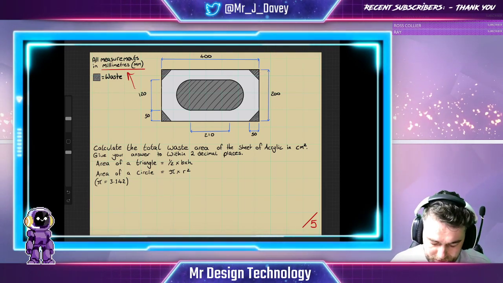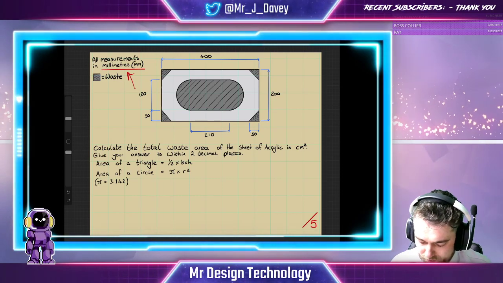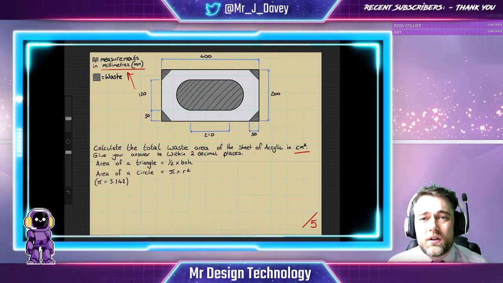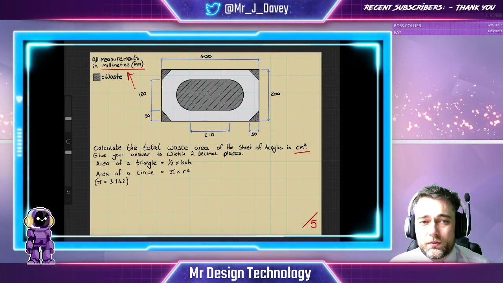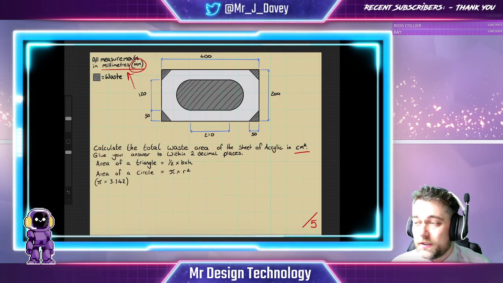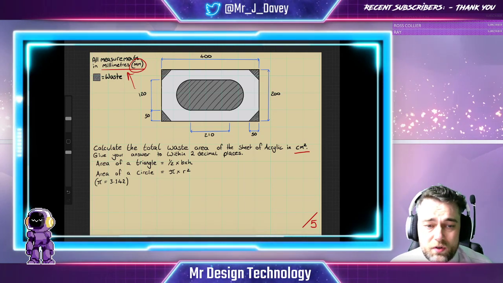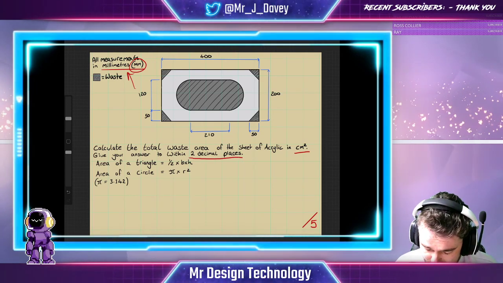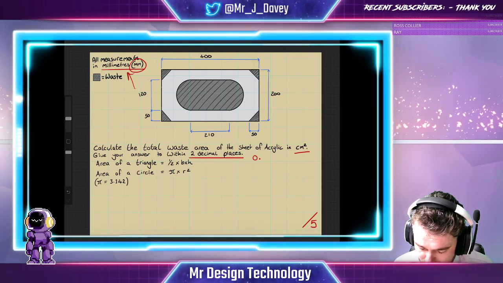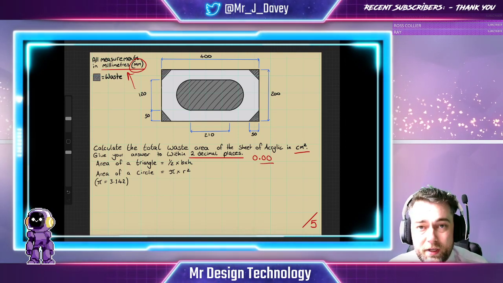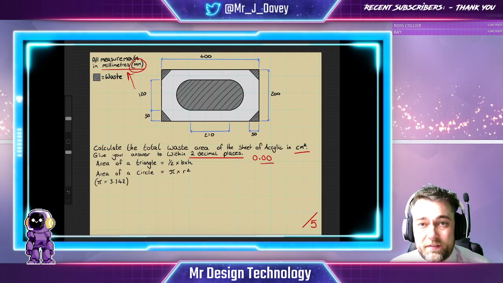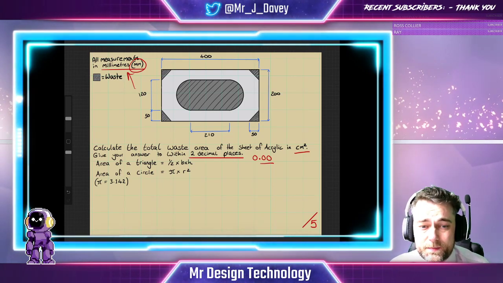Okay, calculate the total area of the sheet of acrylic in centimetres squared. Now that's very important there because that's a different unit of measure to what I've already been told it's in. We know that it's in millimetres currently, so I've got to do something to that. Next, it says give your answer to within 2 decimal places. Okay, so that'll be something like this. Like that, 2 decimal places. I need to put that there so I remember that when I give my final answer, that's how I'm going to give it.